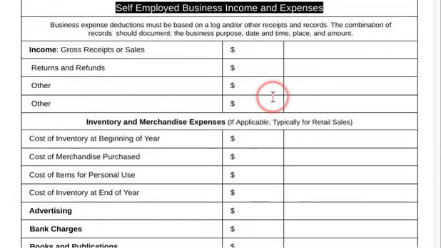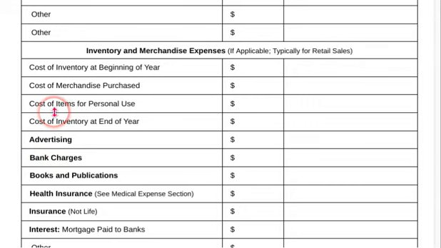Now moving forward, if you have inventory and merchandise in your business, then this would more so pertain to you. But if you don't have any merchandise and you're just selling services, professional services or whatnot, then you probably don't have any inventory. But if you do, then you would put the cost of inventory at the beginning of the year, the cost of merchandise purchased, the cost of items for personal use, if any, and the cost of inventory at the end of the year. Okay. Now moving forward to your advertising.